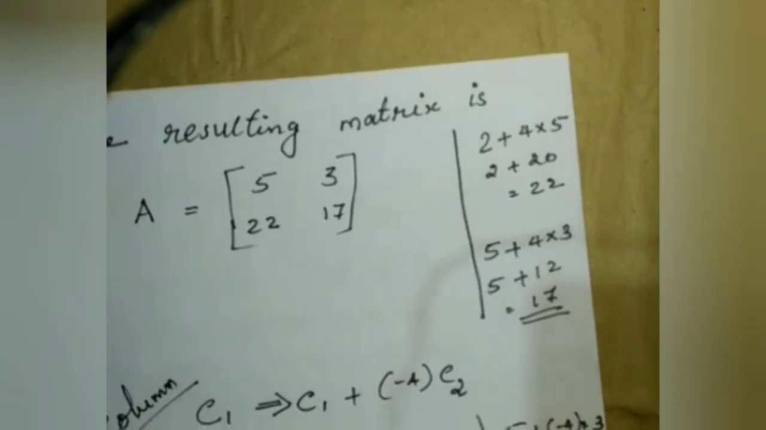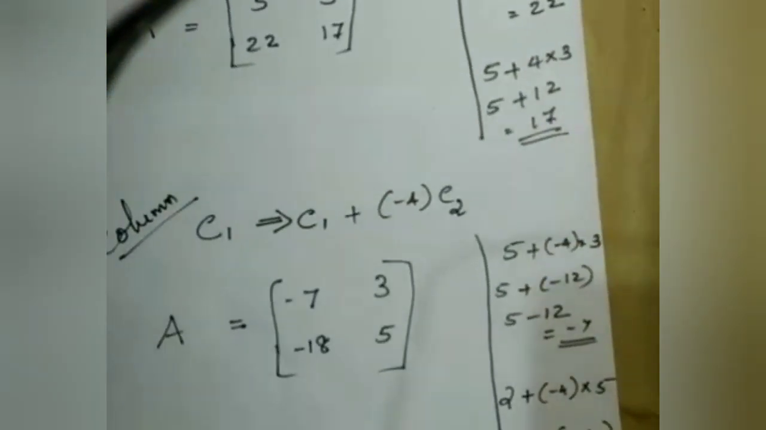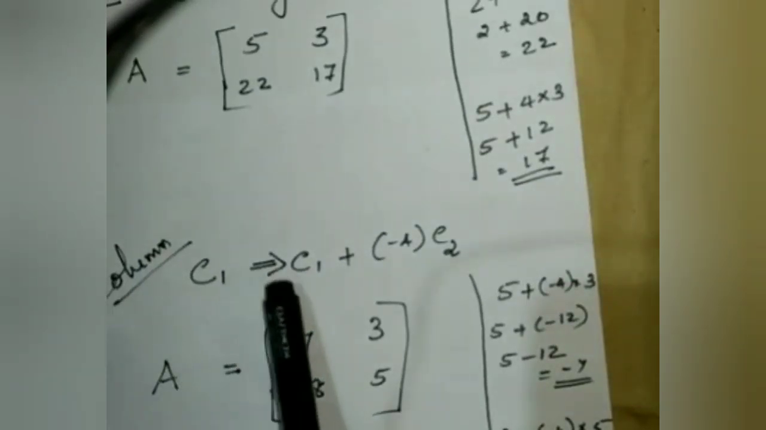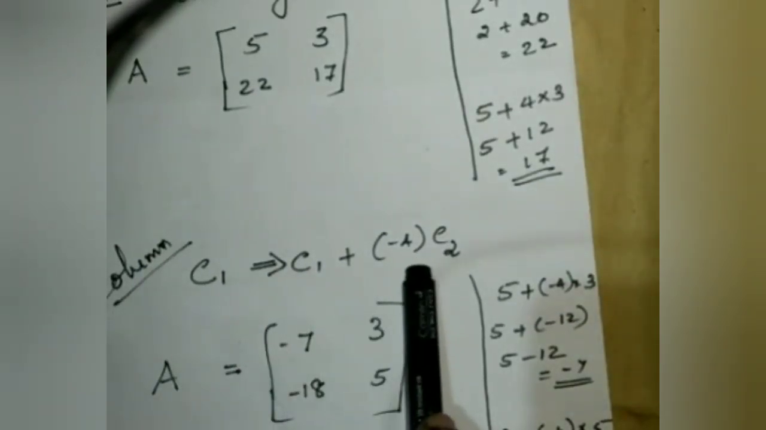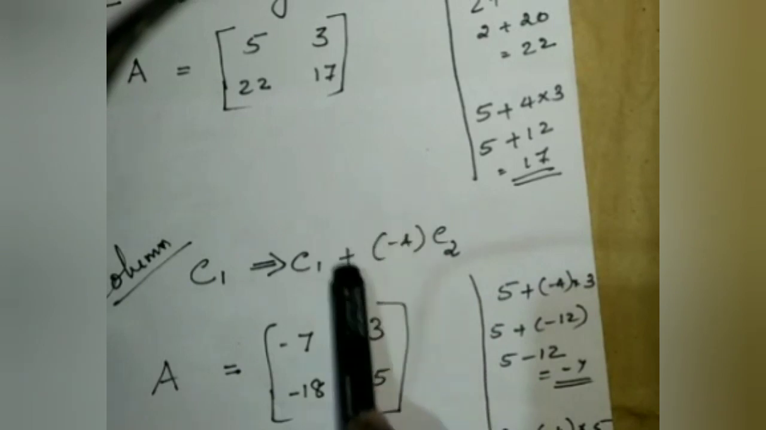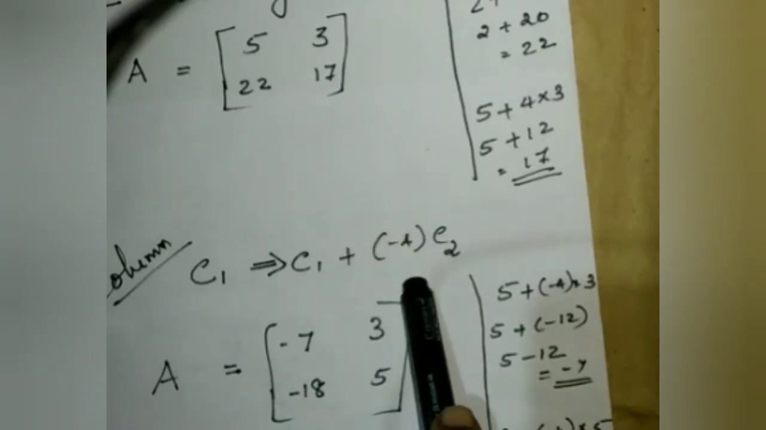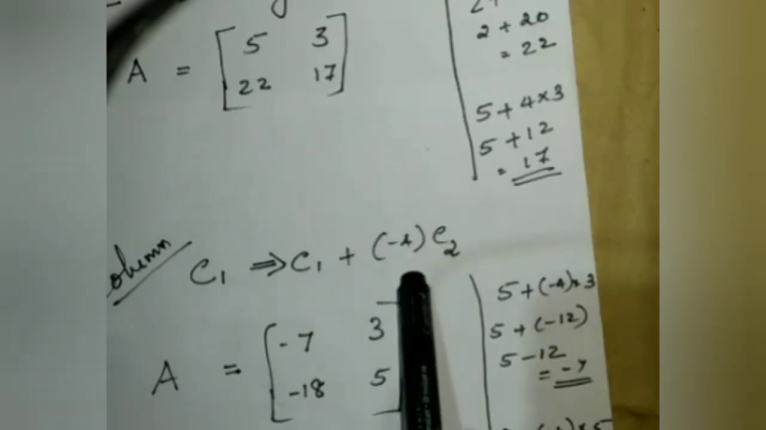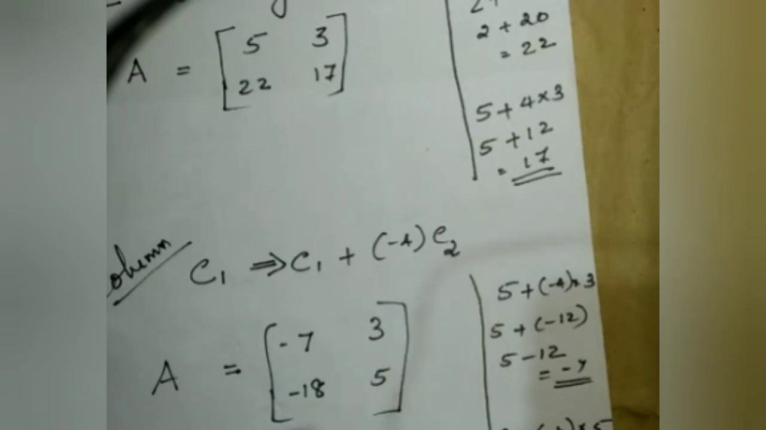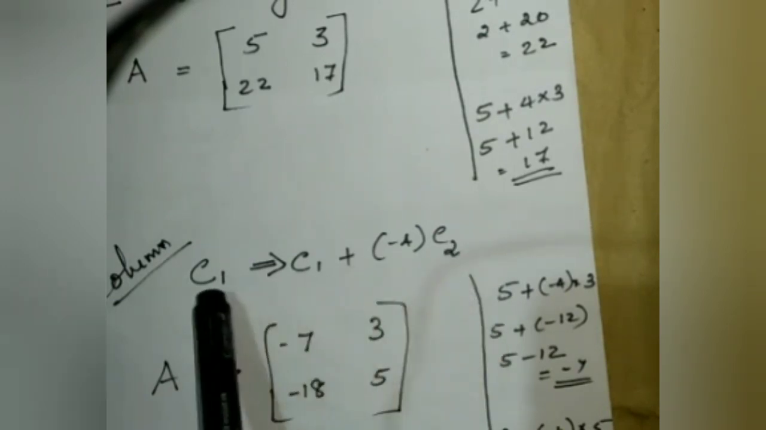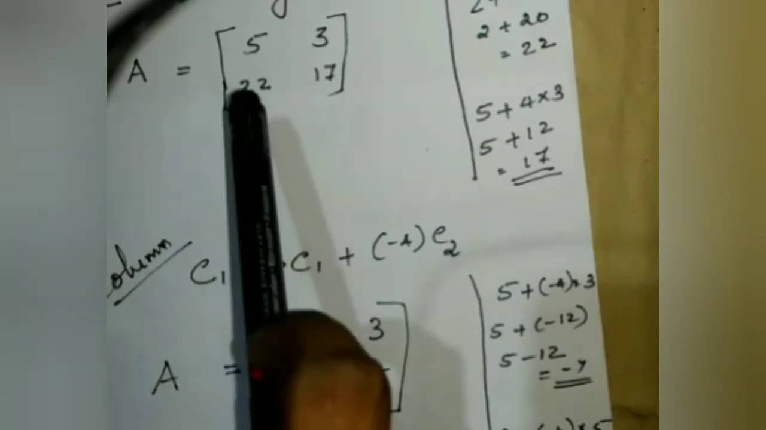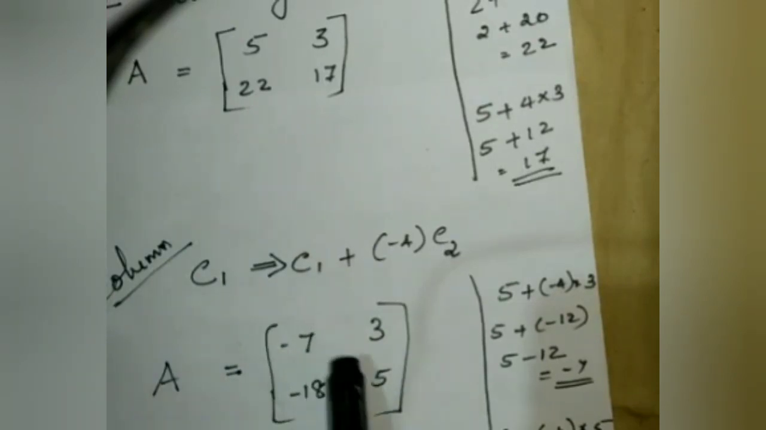The same operation we have to do in the column also. That is, C1 implies C1 plus minus 4 C2. Minus 4 is a non-zero number. You can use positive and negative numbers, no problem. So you have to change C1, the first column. That is, the first column is changing.